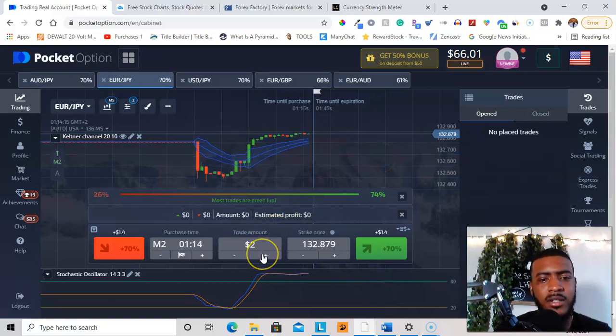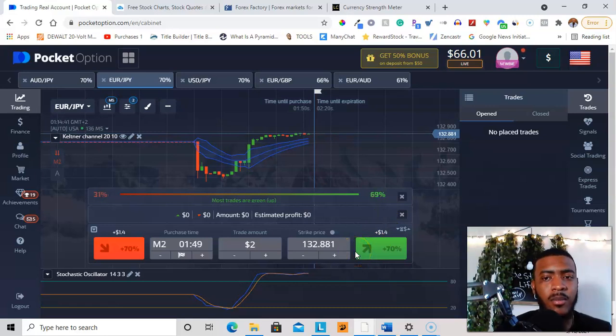And I want to risk $2 on that trade. Here's my strike price. I say it's going to finish above, so I'm going to take this green one. That means at 70%, I have a 70% commission on my $2. If I'm correct, I'll get back my $2 plus a 70% commission, so I'll make $1.40 profit if this trade is correct.